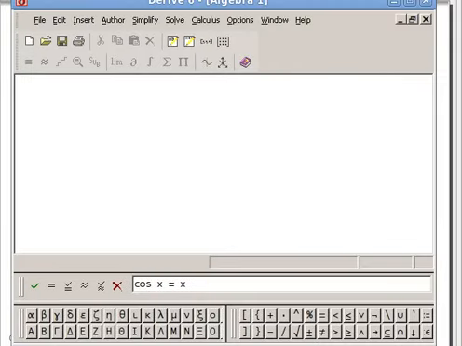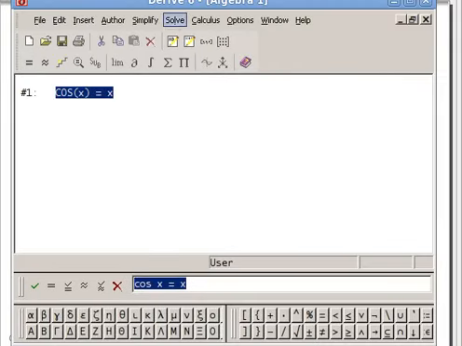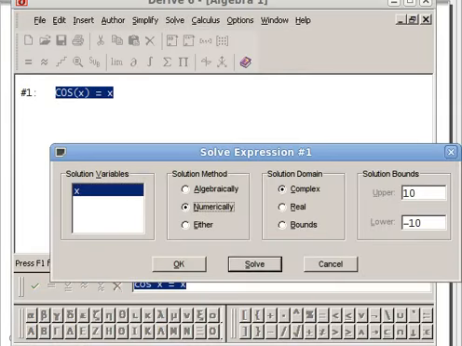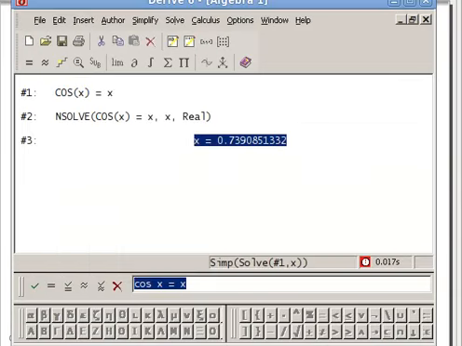Okay. Cos x equals x. Solve expression. Numerically, real number. Solve. And there's the answer, 0.7390, etc. So you can see the method was quite good. We got pretty close to the answer pretty quickly. And that's all there is to say about attractive fixed point.